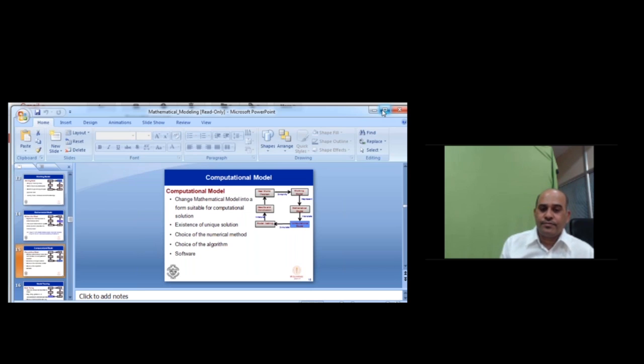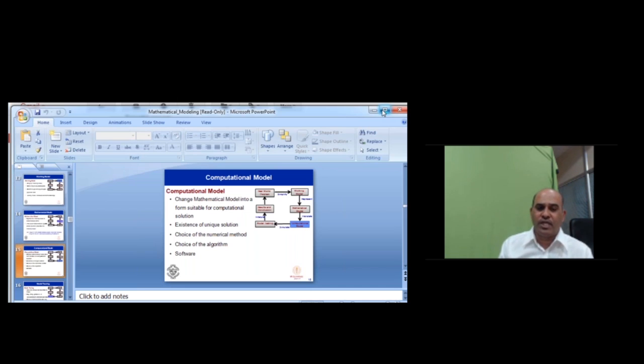Existence of unique solution. If it's an iterative technique, the solutions can be multiple as you change the case. Let us come up with some nonlinear equations where you are getting a unique solution or multiple solutions. Choice of numerical method is very crucial. Choice of the algorithm: whether you are using ODE45, ODE15s, ODE23s, whether my equations are stiff, semi-explicit, implicit. Understand the exact nature of your equations and choose the appropriate algorithm and the software.